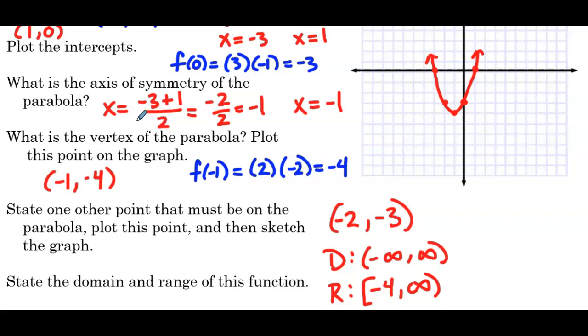Okay, so these steps are essentially what we want to do every time that we're graphing a parabolic curve, especially when it's in factored form. Find your intercepts, use the x-intercepts to find the axis of symmetry. Axis of symmetry gets you your vertex. Find a symmetric point. You'll have 5 points, and then we can graph our curve.